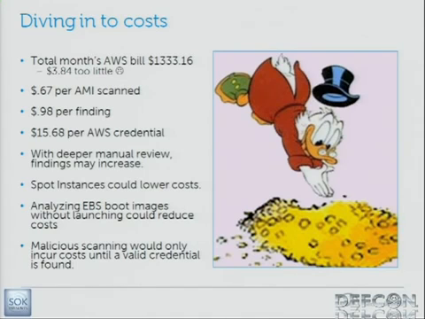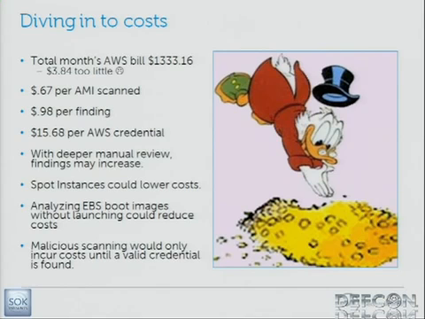We could have leveraged spot instances to lower costs. Spot instances use off-peak pricing. If you don't care when you run a task, you can run it whenever Amazon has more capacity available at a lower cost. It would have made the scripts a little more complex to keep state of what machines are running and not. And there's also the thought of analyzing the EBS boot images themselves without launching the instance.